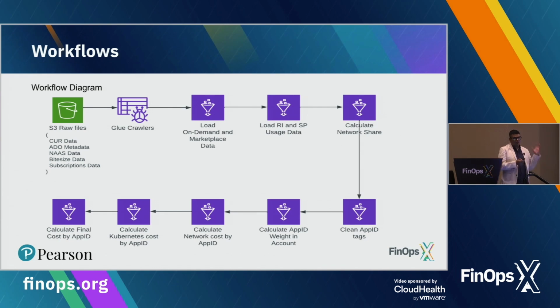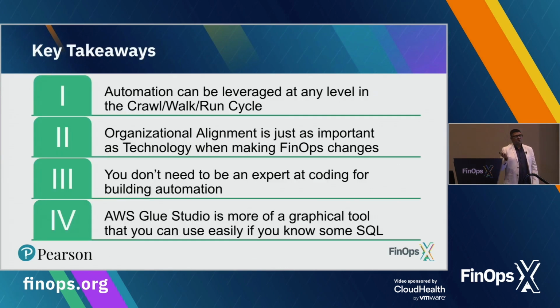Without being a coder, just using AWS Glue and some architecture which is very simple to understand, we were able to build this entire automation in about 3 or 4 months' time. So these are just some key takeaways. Automation can be leveraged at any level in the crawl, walk, run cycle. As James pointed out before, we did use automation at various stages of our FinOps lifecycle. And organizational alignment is just as important as technology when making FinOps changes.